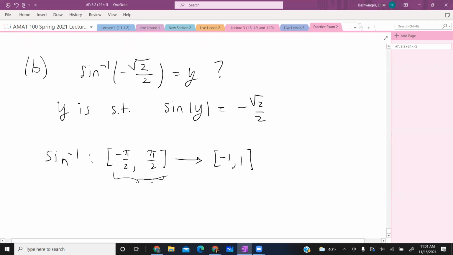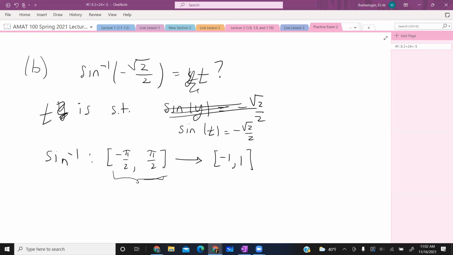This is kind of confusing. Actually, it is confusing. Let me call this t. I should have called the other one t. So sine inverse of -√2 over 2 is going to be some number t, and t is such that sine of t is equal to -√2 over 2. So we need the y coordinate corresponding to this t value to be -√2 over 2.